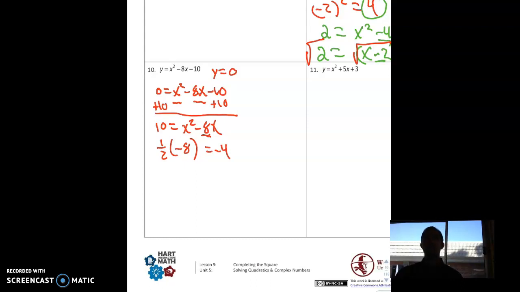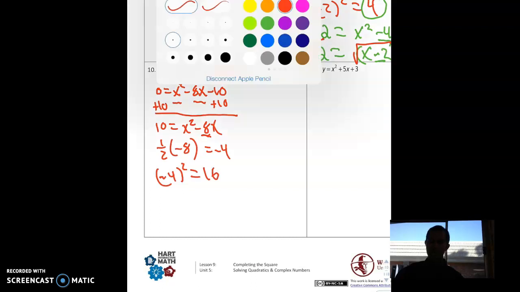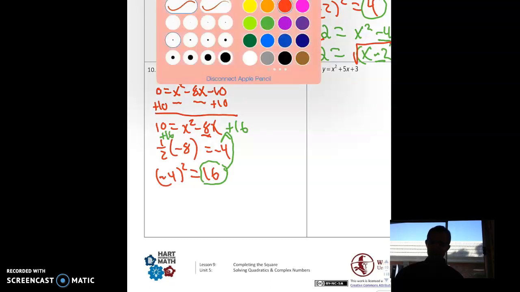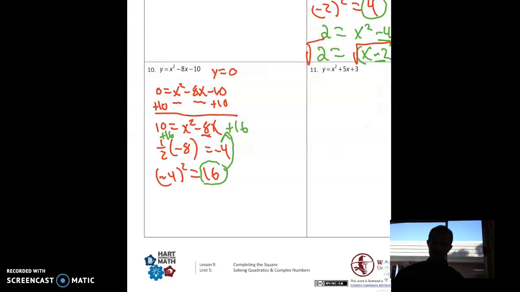Don't forget the second step. The second step is to always square that number, and that's how I get the magic number. And that's the number that I'm going to add to both sides. So right here, that's the magic number. I'm going to add that to both sides. So I'm going to do a plus 16 on the right, I'm also going to do a plus 16 on the left. Okay. So 10 plus 16, that's 26. And then the 16 just hangs out on the right side because there's nothing else that it can add to, okay?